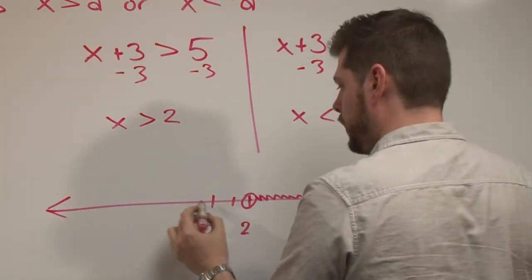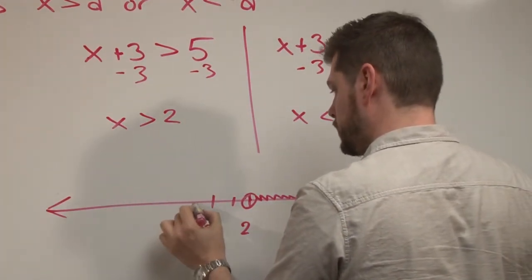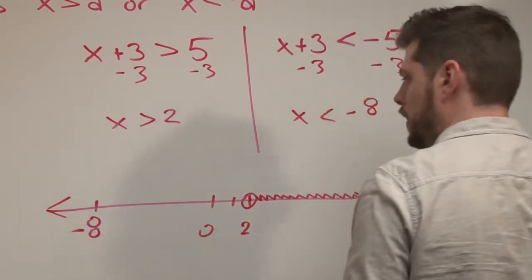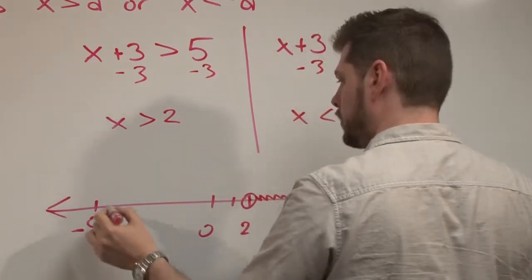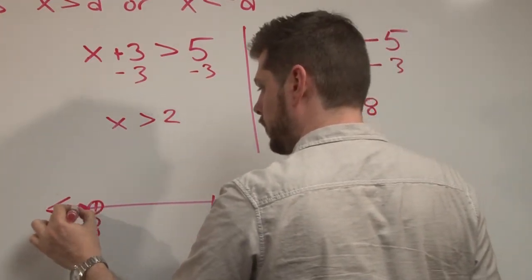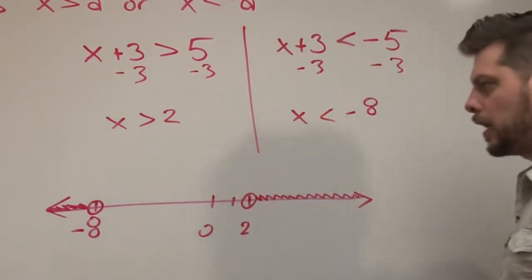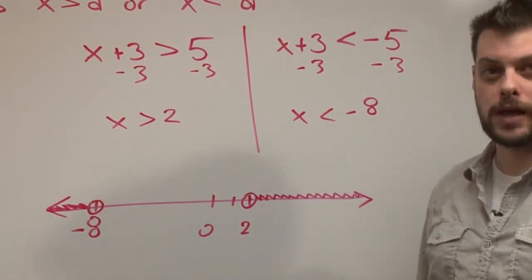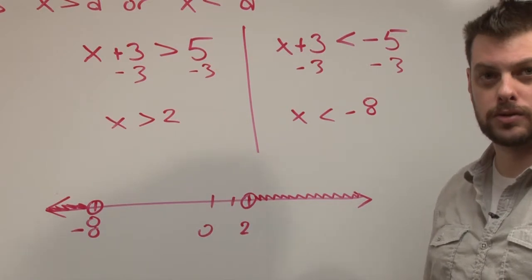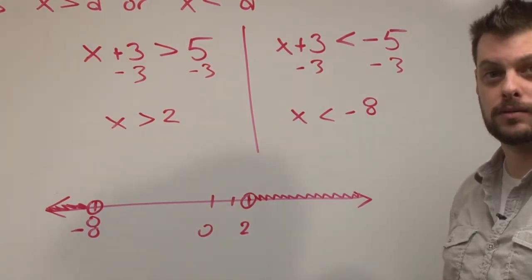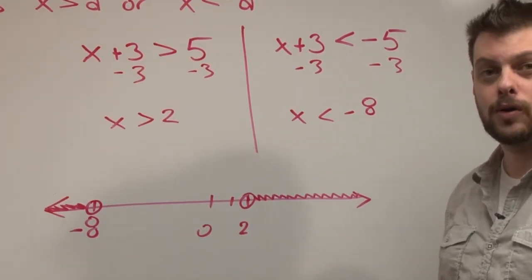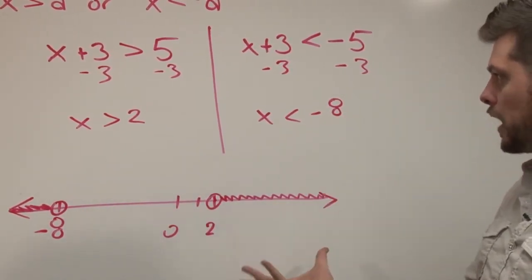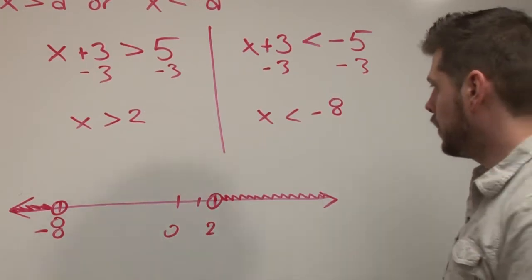Now we have to go and visualize our other set. So I'm just going to call negative 8 out there. And then all the numbers that are less than that are to the left. This is our number line representation of our solution set. Your instructor is likely going to ask that you express your solution as either a set builder notation solution or an interval notation solution. So let's write those alternative versions.